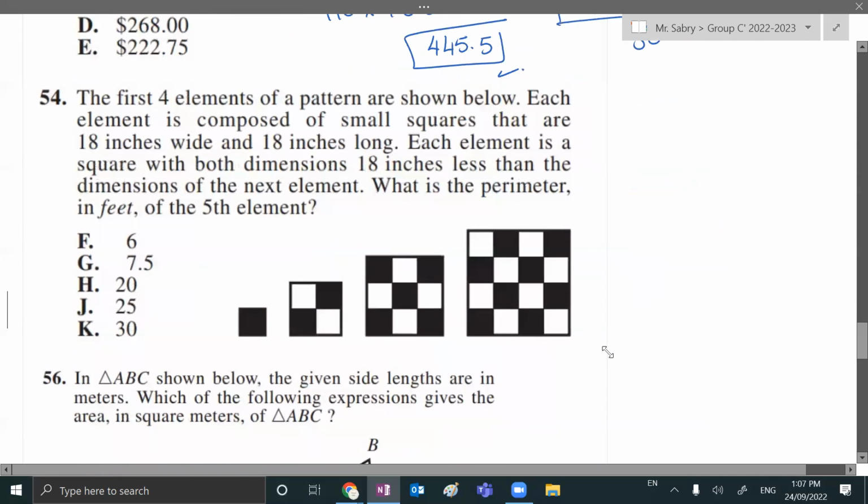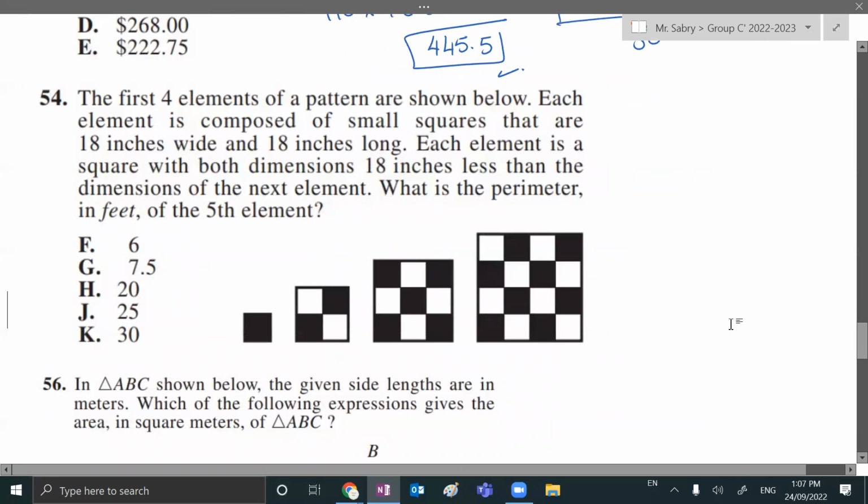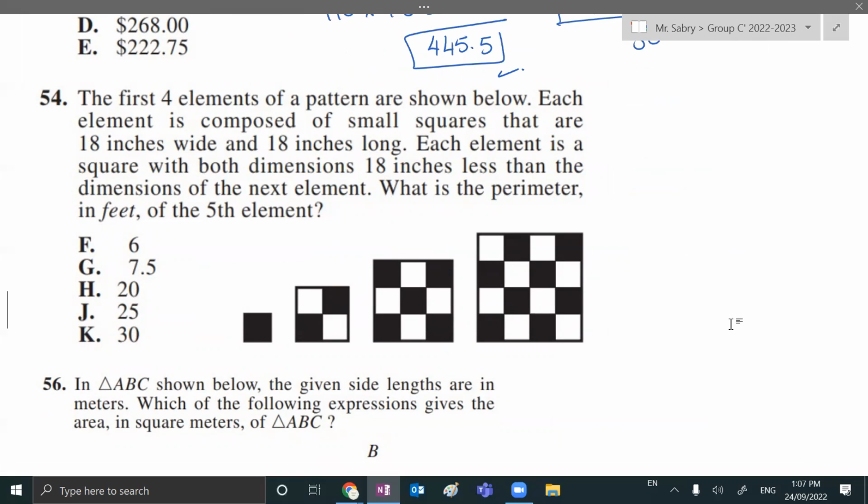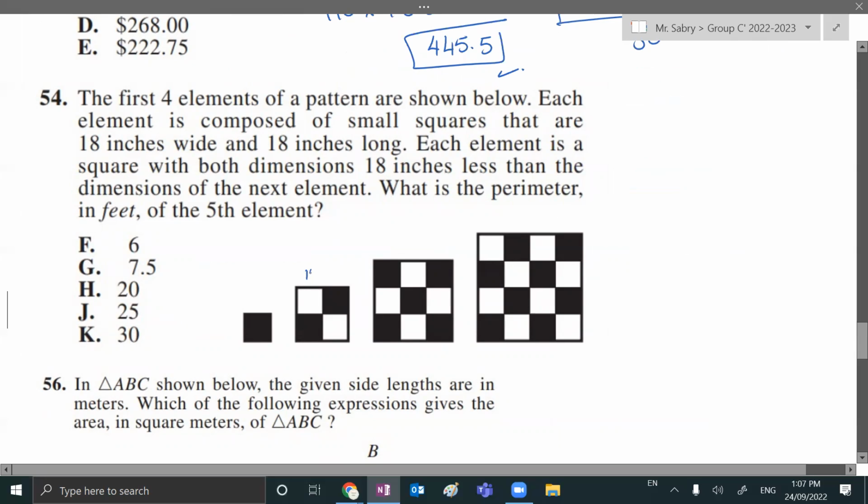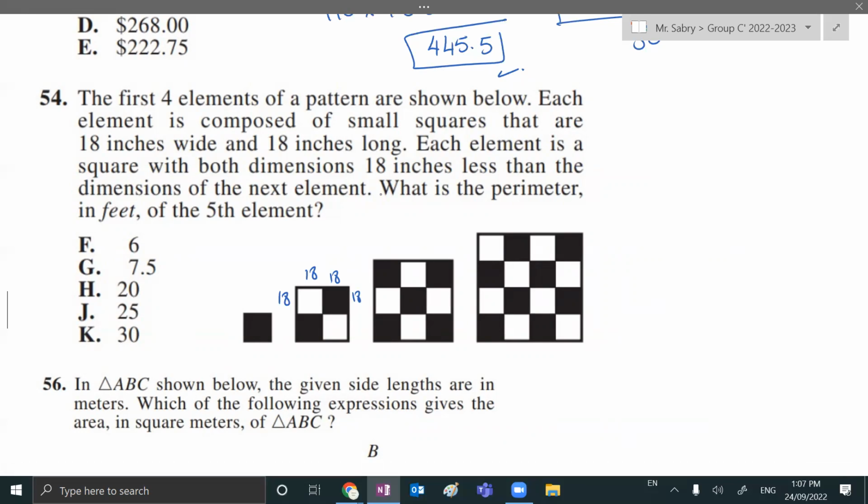Okay, 54 is the one that confused a bit. Let's see how this one works. It says the first 4 elements of a pattern are shown below. Each element is composed of small squares that are 18 inches wide and 18 inches long. So each of those small squares is 18 and 18, 18 again and 18 again, and so on. Each element is a square with both dimensions 18 inches less than the dimensions of the next element. This is a part that's there to confuse you because honestly, if you can see the pattern, that's it, there is no point.